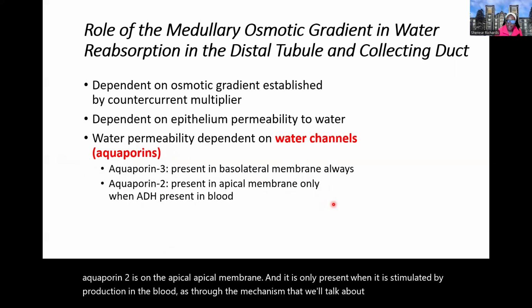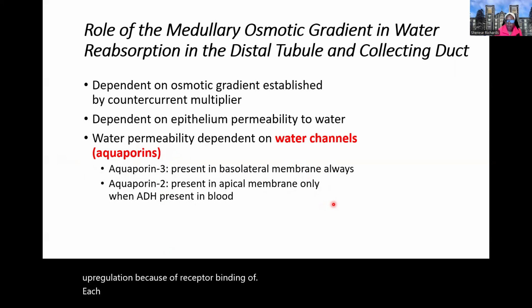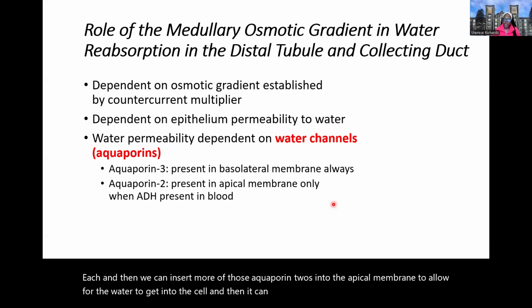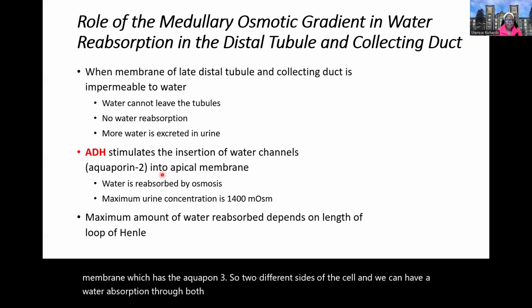So basically upregulation because of receptor binding of ADH, and then we can insert more of those aquaporin 2s into the apical membrane to allow for the water to get into the cell, and then it can be reabsorbed across the basolateral membrane, which has the aquaporin 3. So two different sides of the cell, and we can have water absorption with both of those aquaporins.